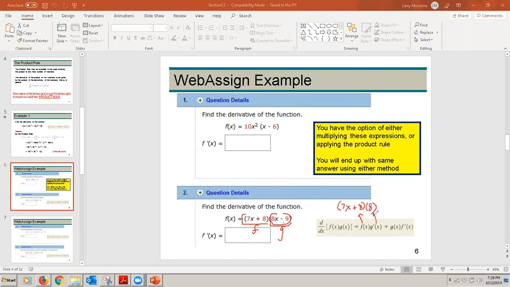Okay, so that's g prime. It turns out it's just 8. Plus, now for g, I'm just going to copy down the g function. That's 8x minus 9. And then f prime means take the derivative of the first function. That's the derivative of 7x plus 8, which is just going to be 7.